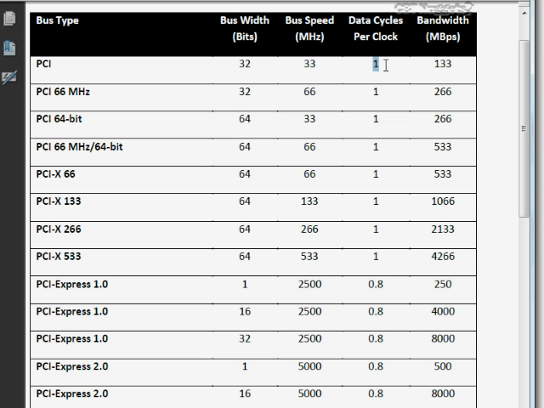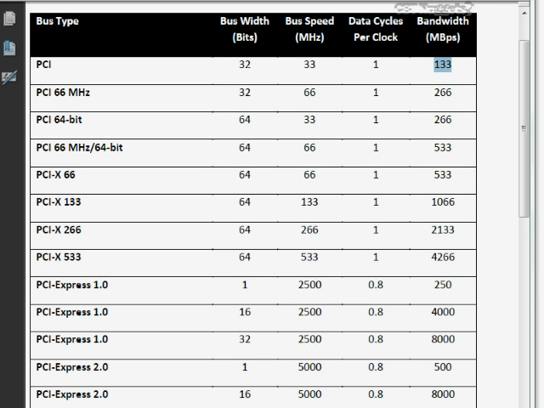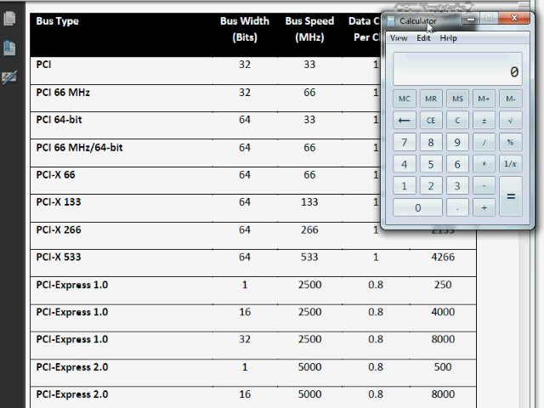There are certain technologies that will subtract from or add to the data cycles per clock. It's a way of cramming more into a second than it might otherwise be able to do, or subtracting a little bit from it because of certain technical reasons. And then we would have the total bandwidth. This should be the mathematical result of everything we see over here to the left. So let's go ahead and take a look at that. In fact, let's get my handy little calculator out.